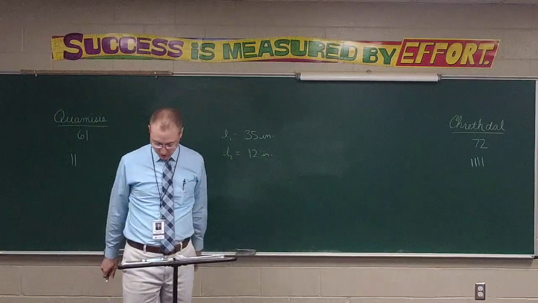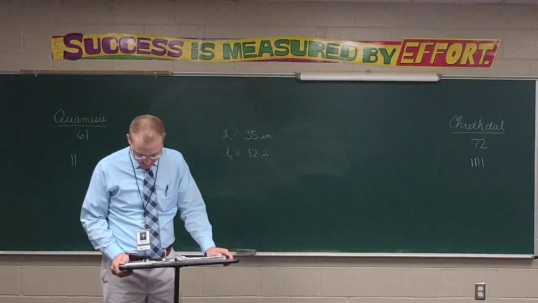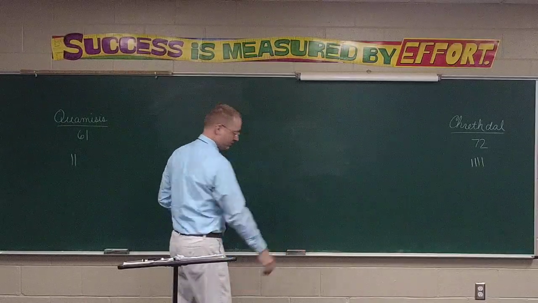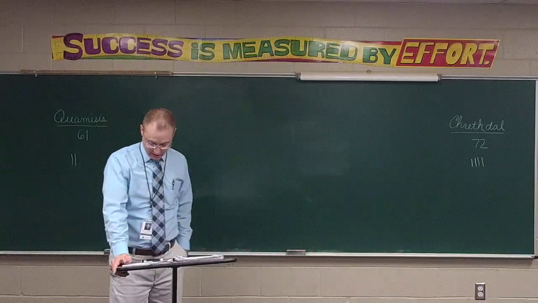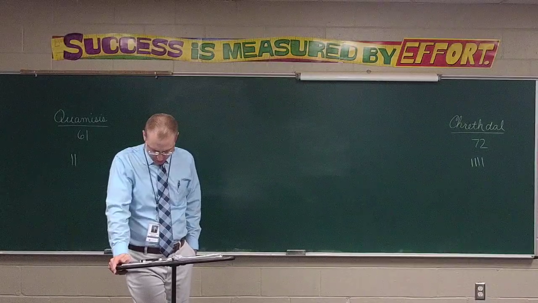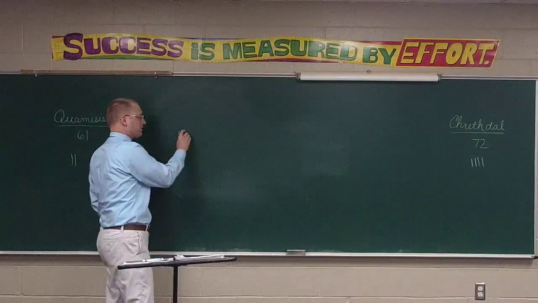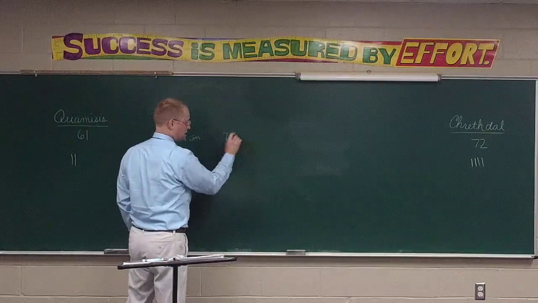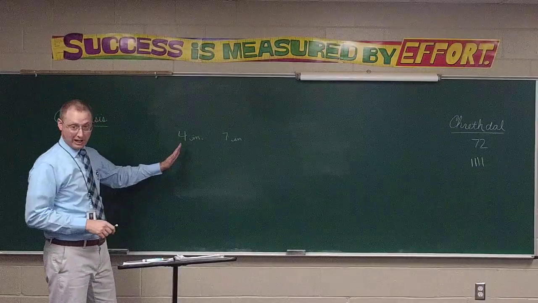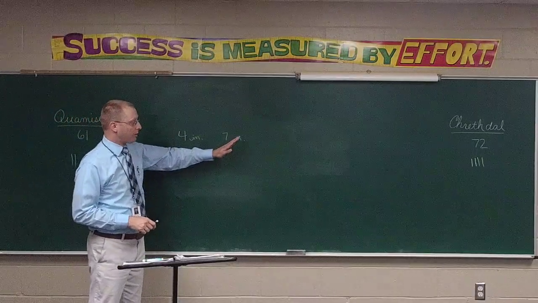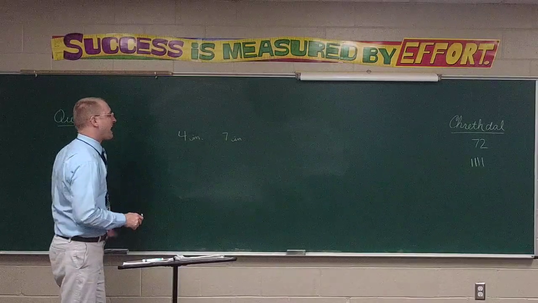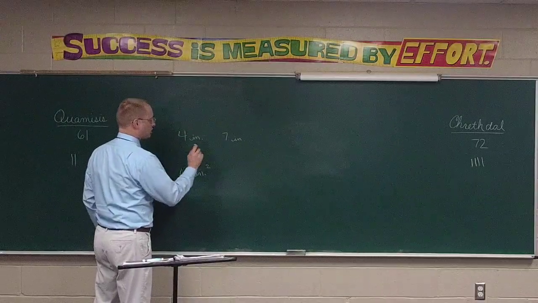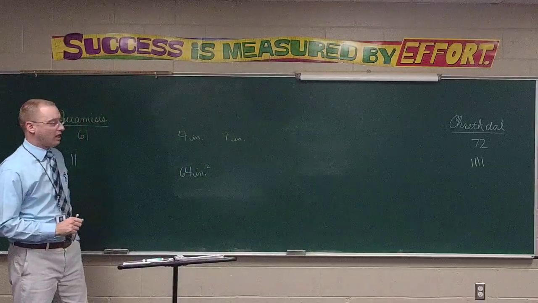Next two, middle set. If we have two regular nonagons, and there's a side of one nonagon that is 4 inches, and a side of the other nonagon that is 7 inches. So a side of the first regular nonagon is 4, the side of the other is 7. The area of the first nonagon is 64 inches squared. What is the area of the other nonagon?